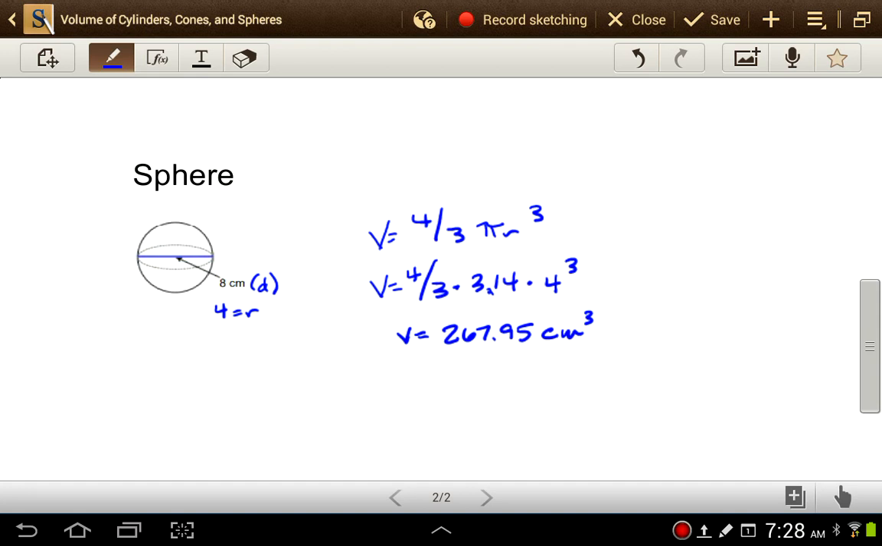Okay, so those are the 3 shapes we're working on today. If you need to rewatch any of those, go ahead. Make sure you're using the radius. So if I give you the diameter, you have to make sure that you go back and figure out what the radius is.